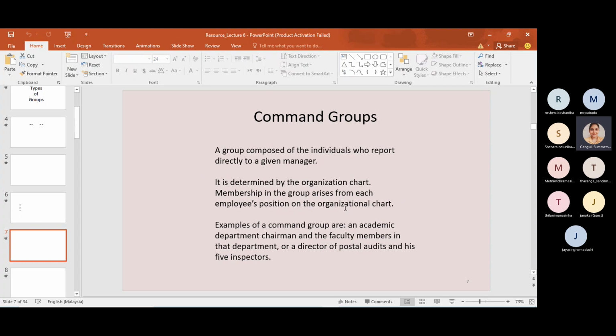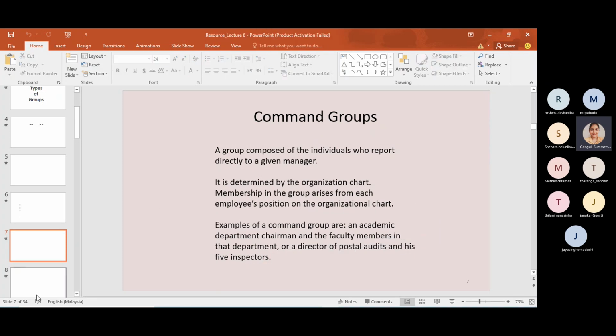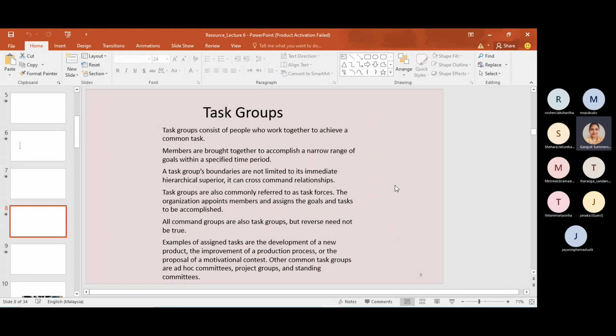For example, an academic department chairman and the faculty members, because the faculty members directly report to the academic department chairman. And the director of postal audits and his 5 inspectors, because the inspectors directly report to the director of audits. So these are some examples of command groups. And let's see what task groups are.